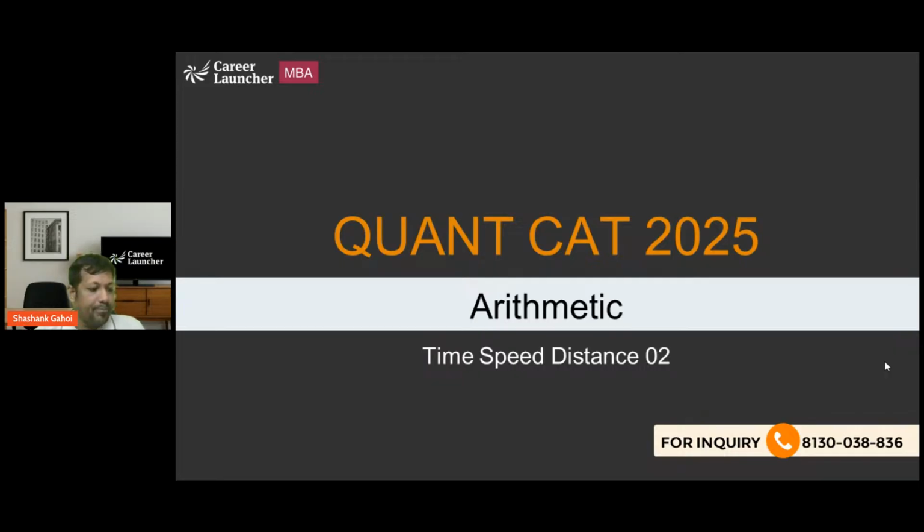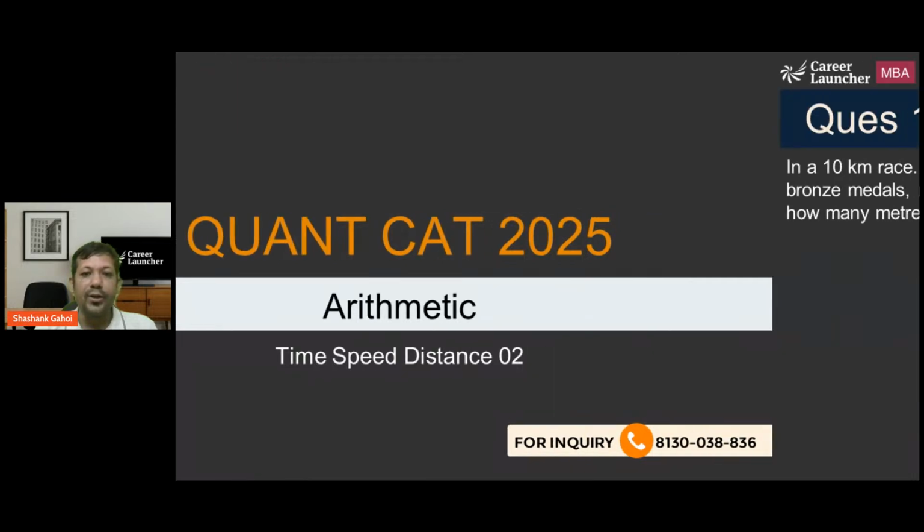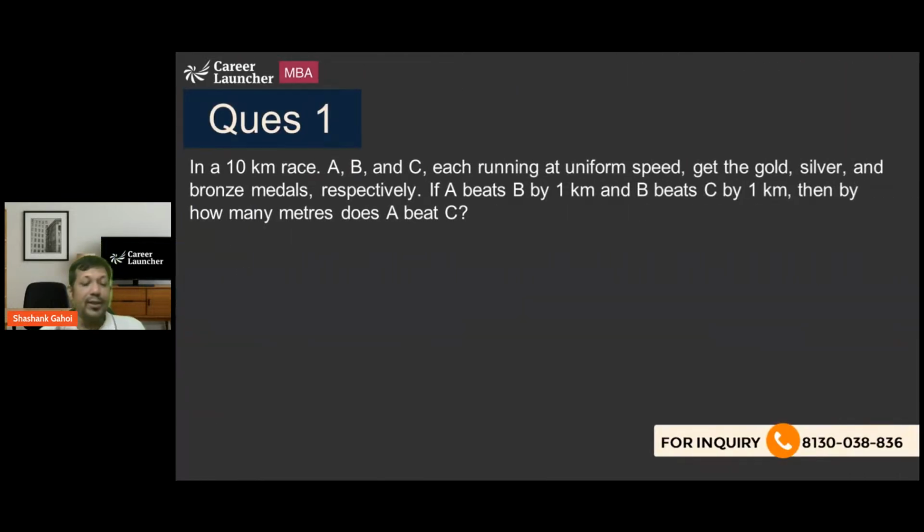Today we are going to talk about quantitative aptitude, CAT 25 arithmetic, time, speed, distance, previous year question series. This is the second session of time, speed, distance. We have already done one session last week, so if you haven't watched that session, it is advisable that you go and watch that video. Now let's start. In this session, we are going to mainly talk about races and trains.